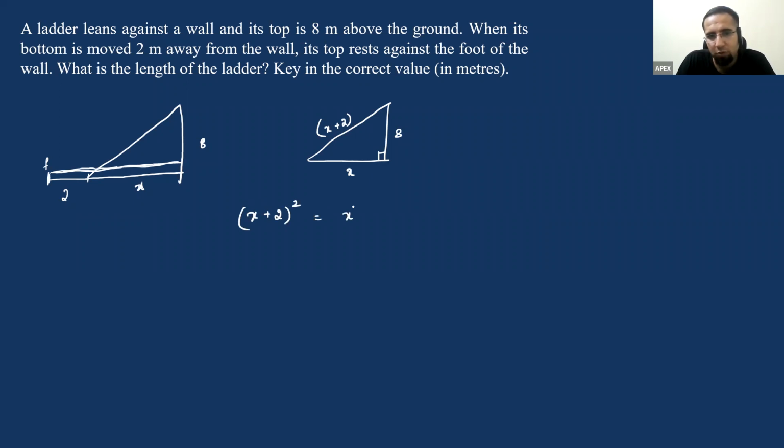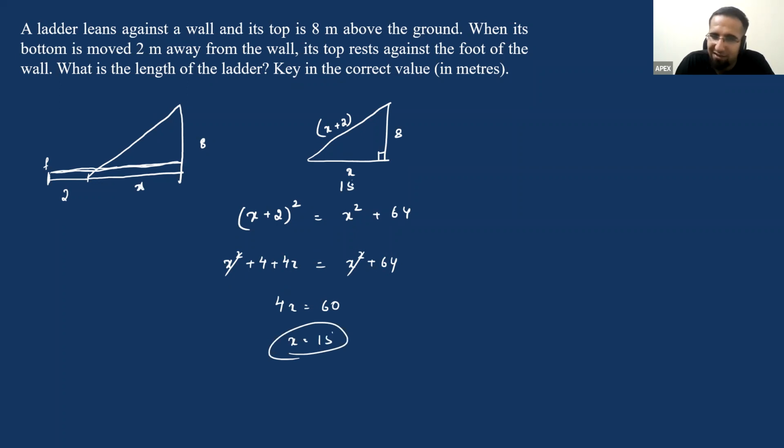So x plus 2 whole square is equal to x square plus 64. Now x plus 2 whole square would give you x square plus 4 plus 4x is equal to x square plus 64. x square gets cancelled, so you have 4x is equal to 60, or we get the value of x is equal to 15. So the triangle has a triplet here: 15, this becomes 17, and this becomes 8.